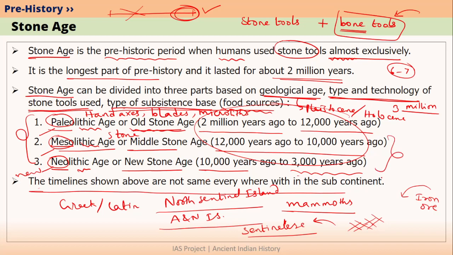So it is totally possible that, for example, in places like northwestern India, when Neolithic Age was happening, it is possible that in eastern India or southern India, it was still Mesolithic Age. So that is why this stretch of timeline is given.